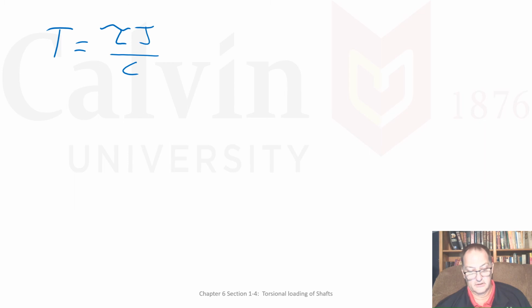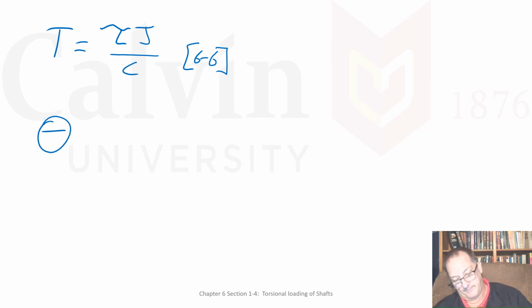That's our first major equation. That is the equation from the textbook, equation 6.6. It took us a couple of things to get there, but we started with the fundamentals and we got to that. And then the other equation that we've got is theta is equal to TL over JG. And this is equation 6-7.